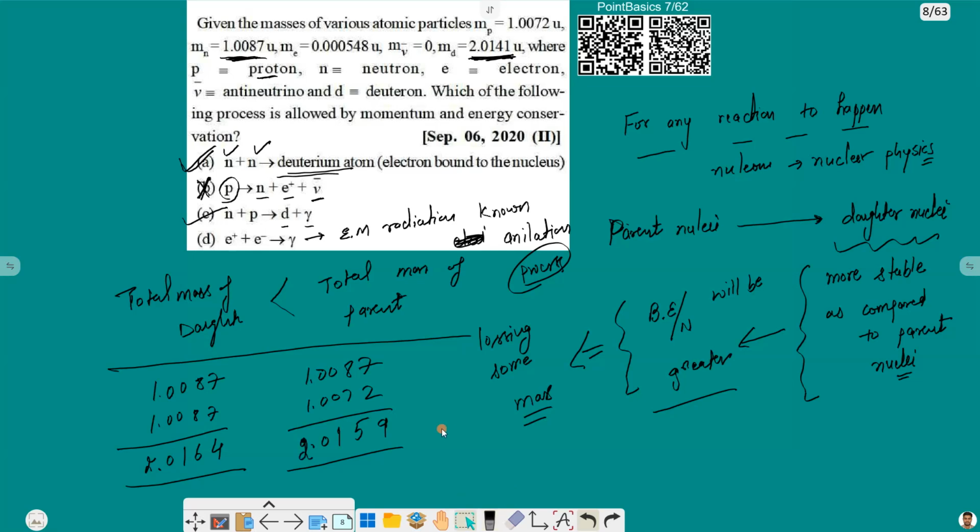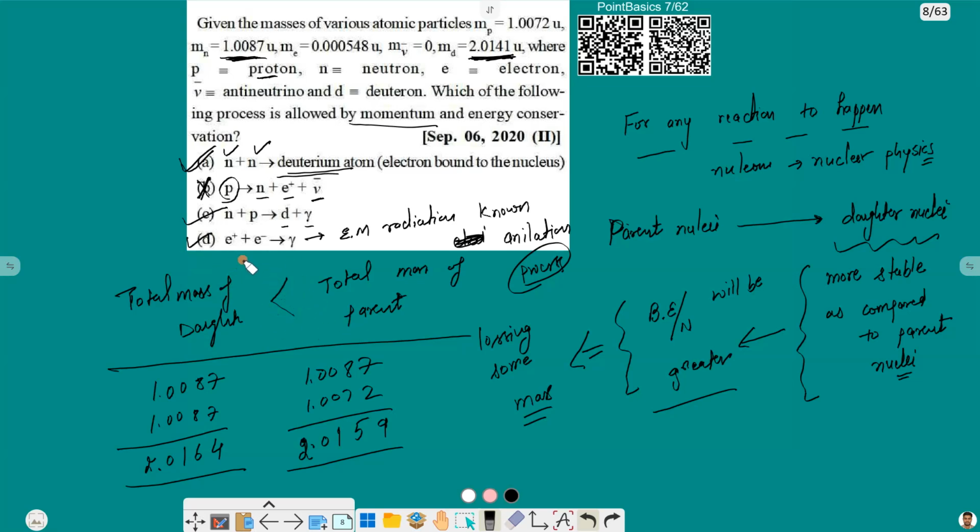Actually, yes, I forgot to consider one thing, that was momentum conservation. So till now we have applied only energy conservation, and from that energy conservation we can say options A, C and also D are possible.